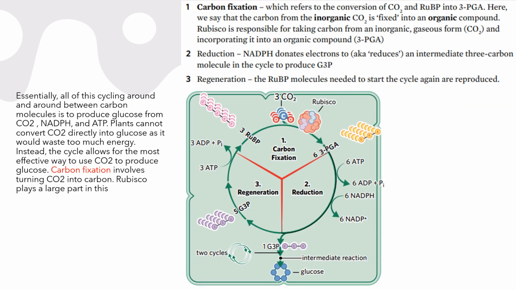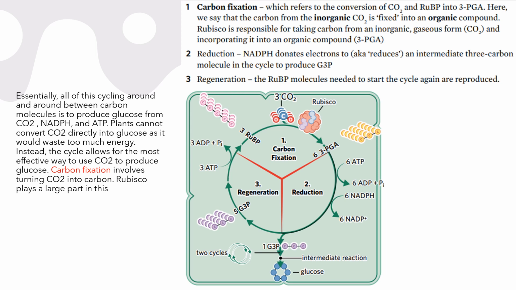So what is this carbon fixation process? This diagram probably looks a little bit alarming, but you don't need to know every single itty bitty bit of it, but it's all very good to know because it might well come up in an exam or a SAC. So essentially what carbon fixation is, or this Calvin cycle that happens in this light-independent reaction, is the cycling around between carbon molecules to produce glucose.